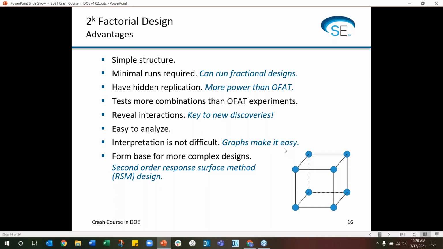I'm going to show you the graphs at the end here to interpret the results. Two-level factorials also form the base for some response surface methods, specifically a central composite design, but also some other designs. So you can start with a two-level factorial, and if you're getting good results but you want more information, then you can augment them straight into a central composite design.